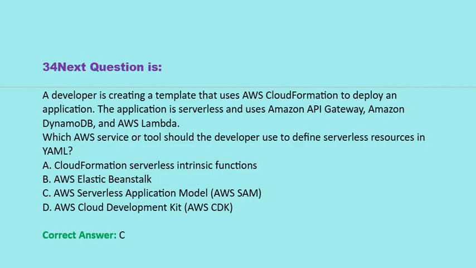Question is a developer is creating a template that uses AWS CloudFormation to deploy an application. The application is serverless and uses Amazon API Gateway, Amazon DynamoDB, and AWS Lambda. Which AWS service or tool should the developer use to define serverless resources in YAML?